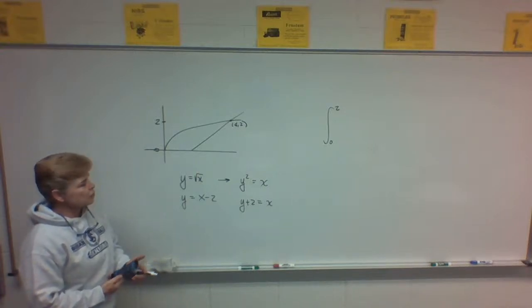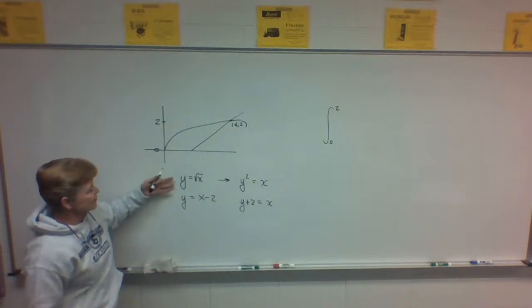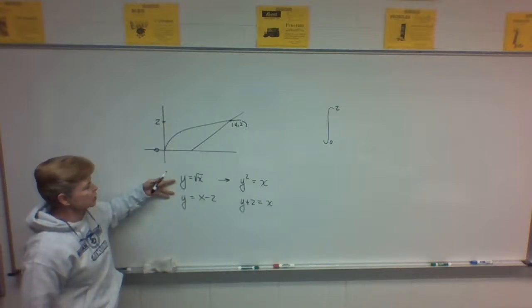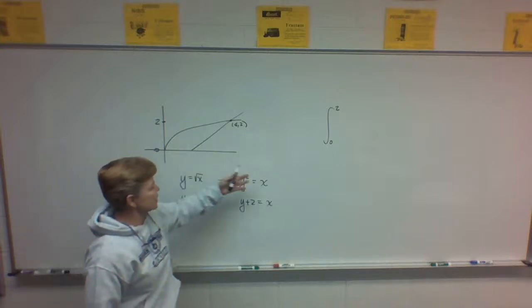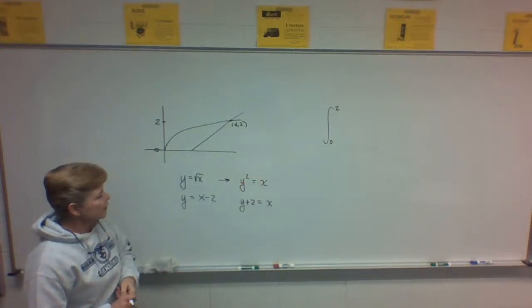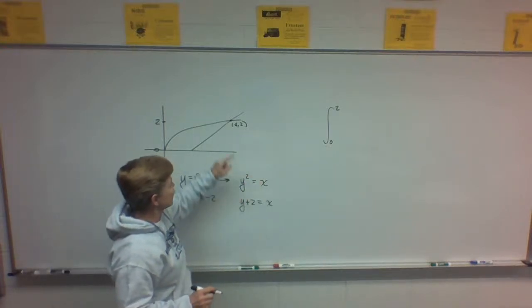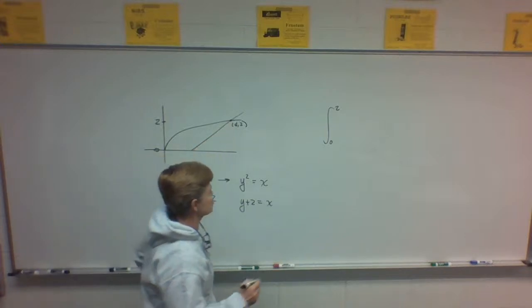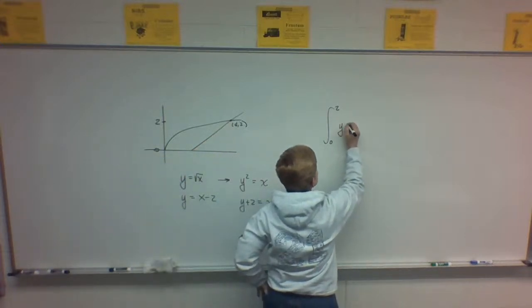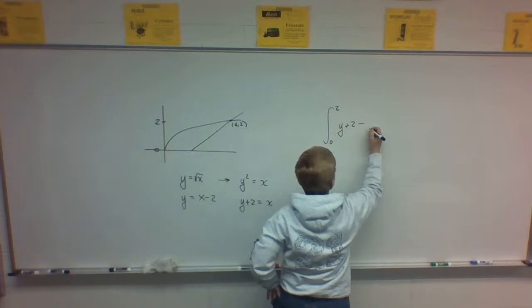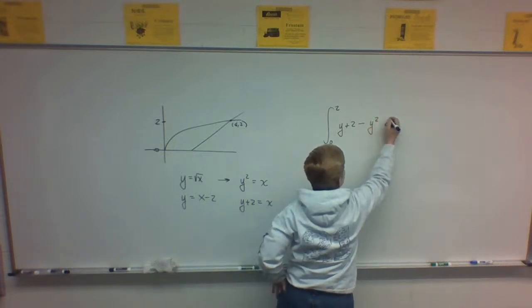Okay? So your first thing you got to do, if necessary, if they give it to you y in terms of x, which is what you're used to, you got to solve it so you got x in terms of y. And then you got to remember, this is the line, and the line is the dominant one. So we would have the integral of y plus 2 minus y squared dy.